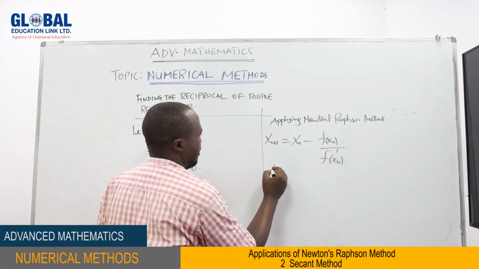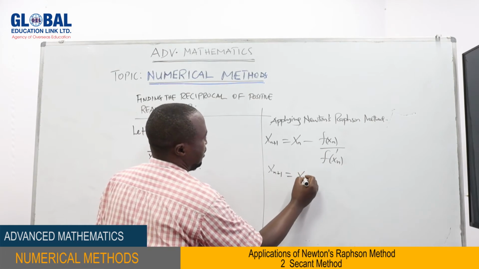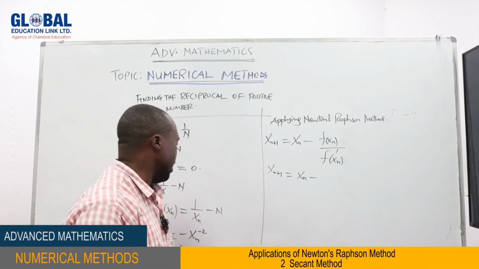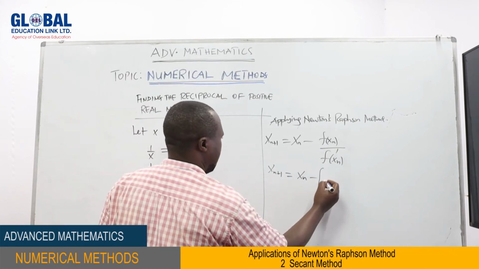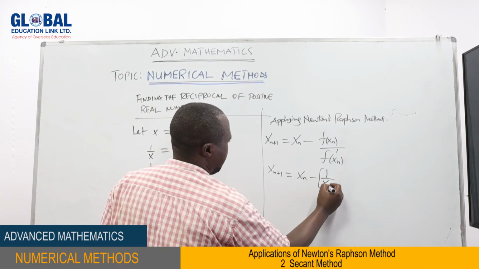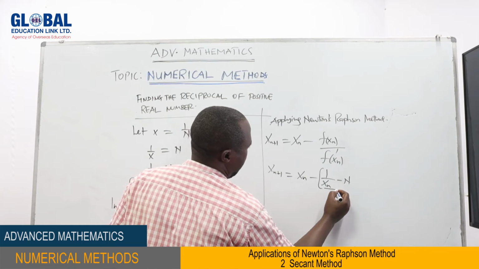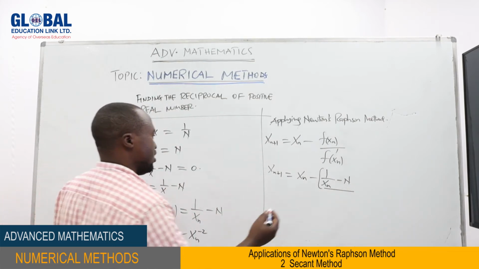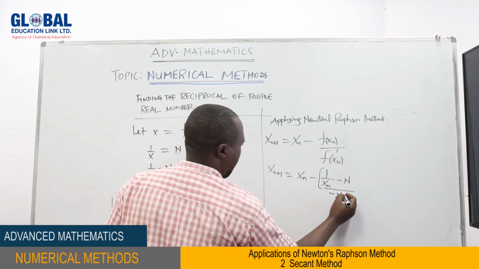So xn plus 1 will be equal to xn minus, now f of xn, that is our function, which is equal to 1 over xn minus n, over, then its derivative. The derivative is negative xn power negative 2.